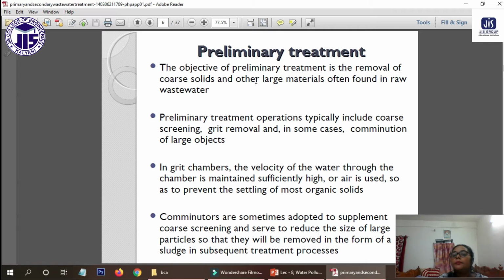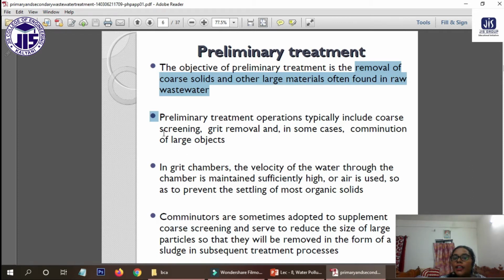Yeah, so these are the steps of the preliminary treatment. The objective of preliminary treatment is the removal of coarse solids and other large materials. Generally, whatever coarse solids like sand particles, dust particles, and large particles we have in our water, those coarse particles we will remove through the preliminary treatment. The preliminary treatment operations typically include coarse screening, grit removal, and in some cases comminution of large objects.